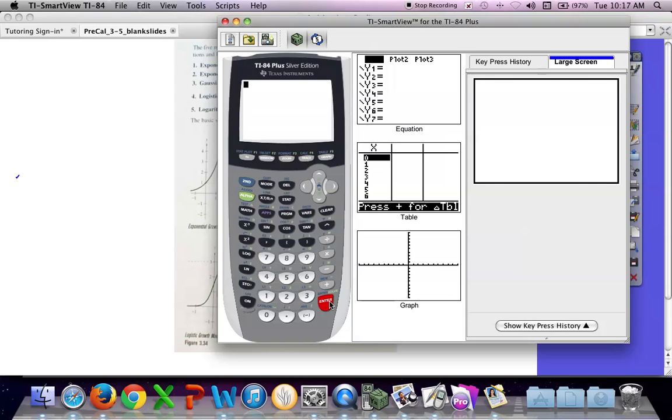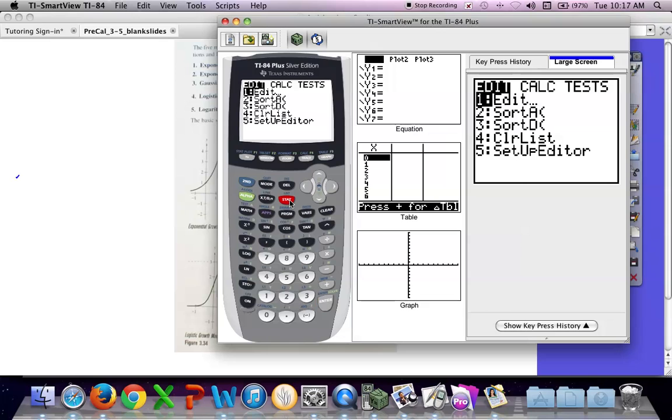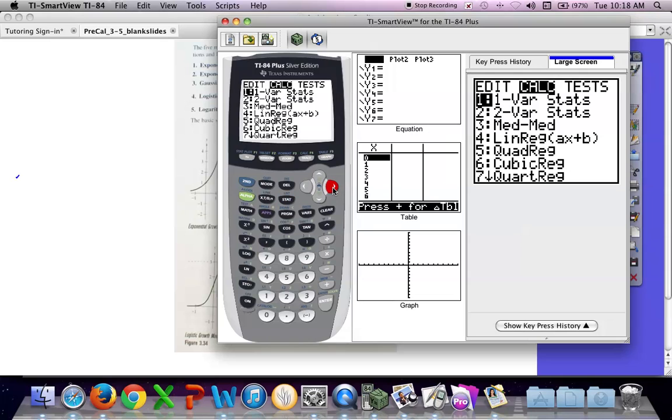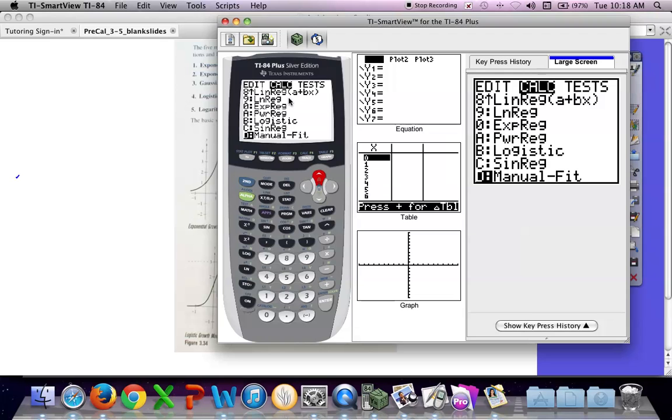The way we go about it is that first we go to stat edit, we put in a bunch of points, and then we go to stat calc, and we look for our functions in the menu. In fact, if you go to the bottom of the menu, you can see that option 9 is the ln, right? That's the only log function that you've got in the calculator. You don't have the log base 10. You could use a change of base formula if you really wanted it to be log base 10.